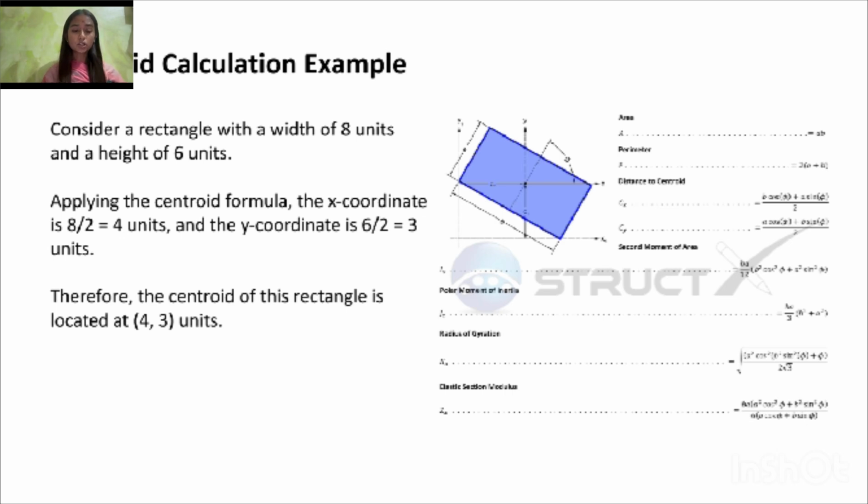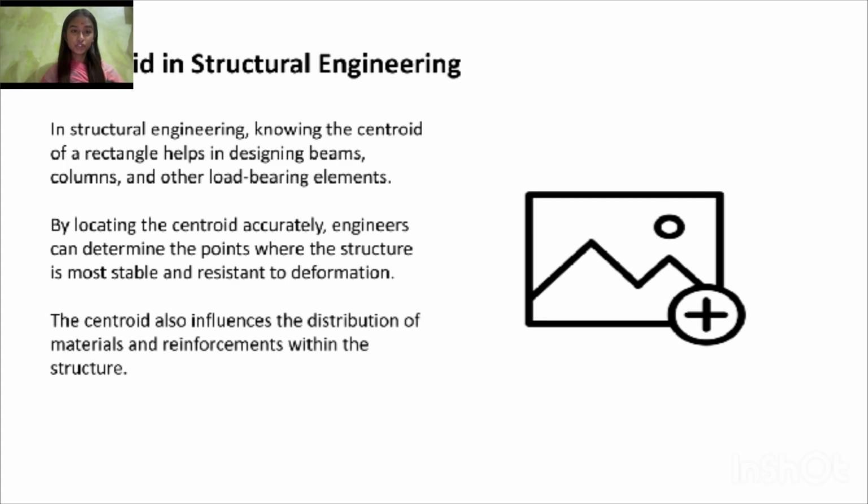Now let us discuss centroid in structural engineering. In structural engineering, knowing the centroid of a rectangle helps in designing beams, columns, and other load-bearing elements. By locating the centroid accurately, engineers can determine the points where the structure is most stable and resistant to deformation. The centroid also influences the distribution of materials within the structure.